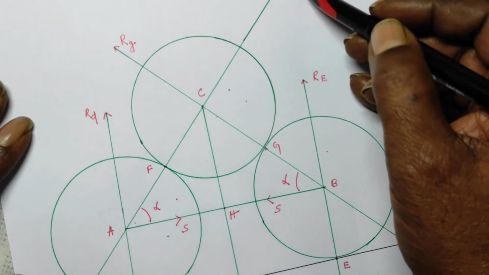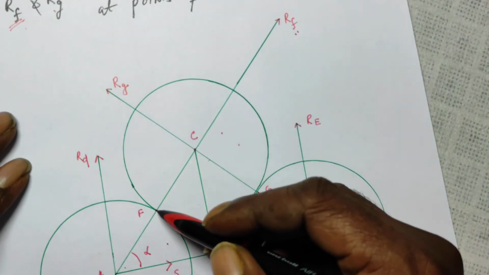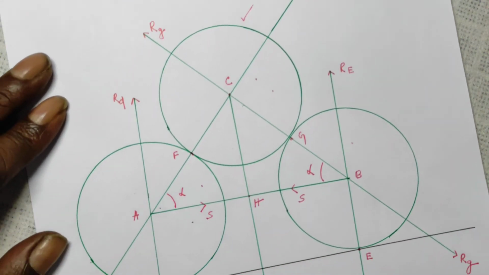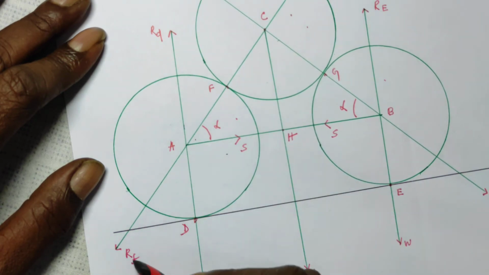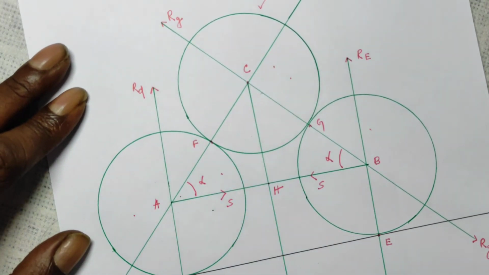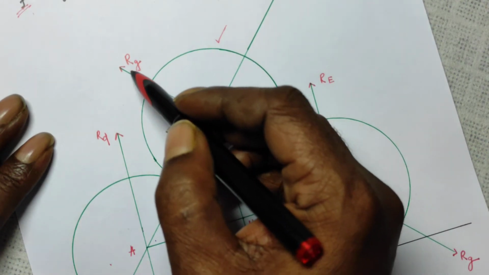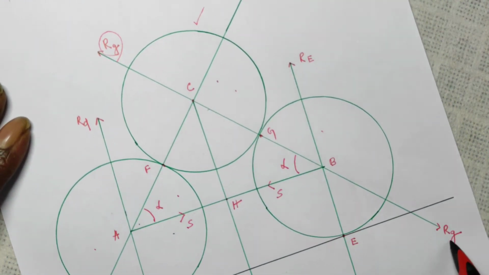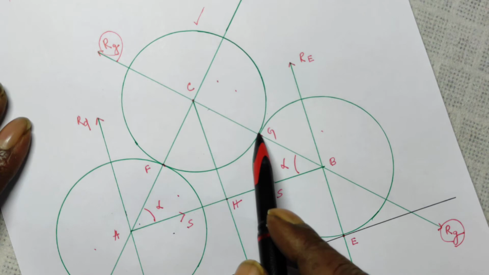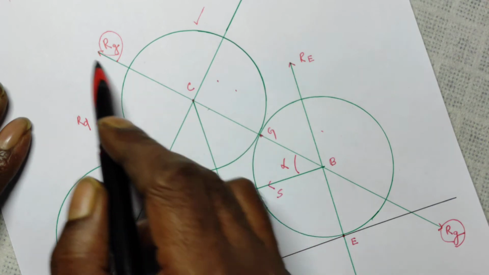Here at the point of contact, reaction force RF is to this side for this cylinder, and to this side, same RF, equal and opposite, for this cylinder. Similarly, at the point of contact G, the reaction force RG for this cylinder is to this side at this point of contact, and for this cylinder, RG is to this side.